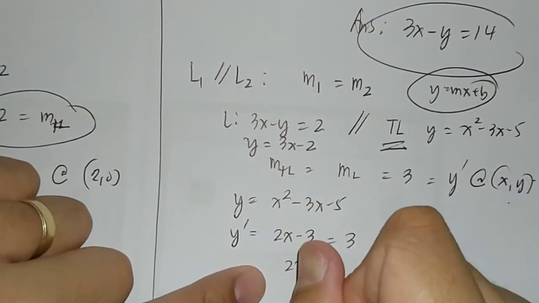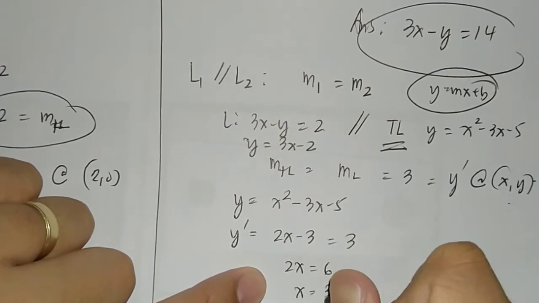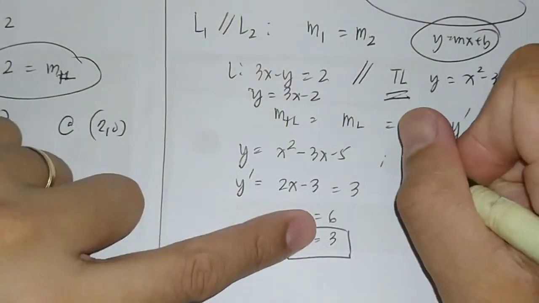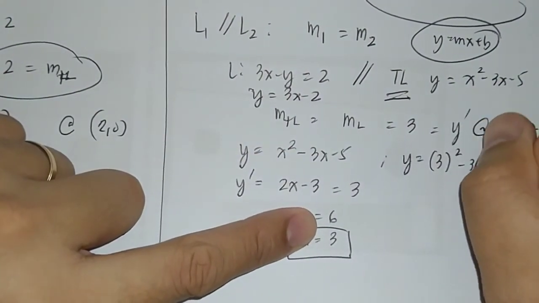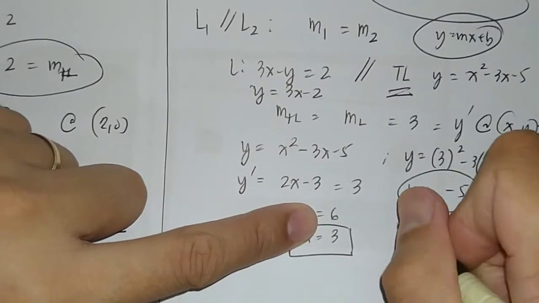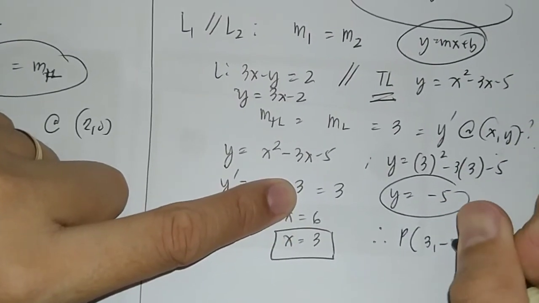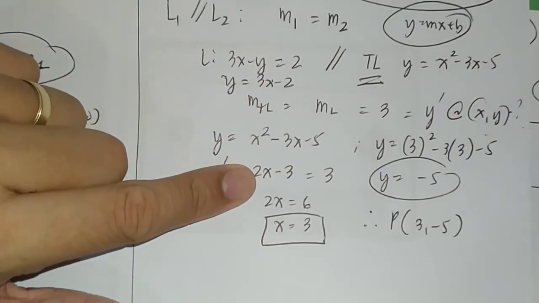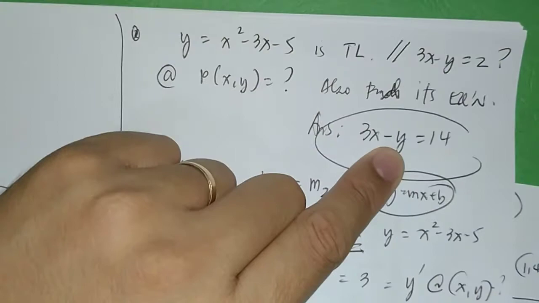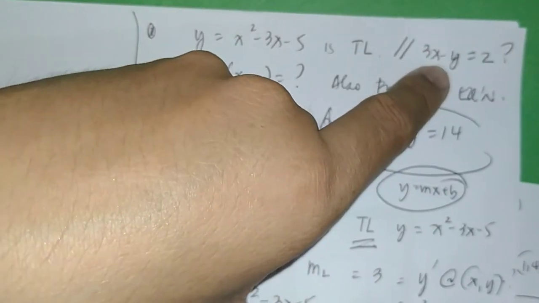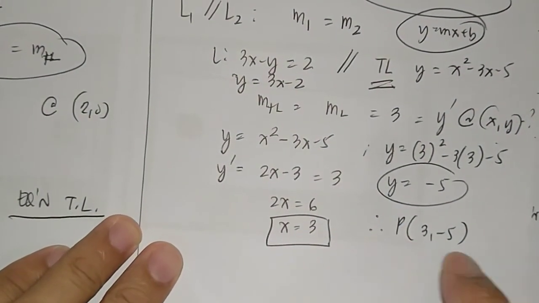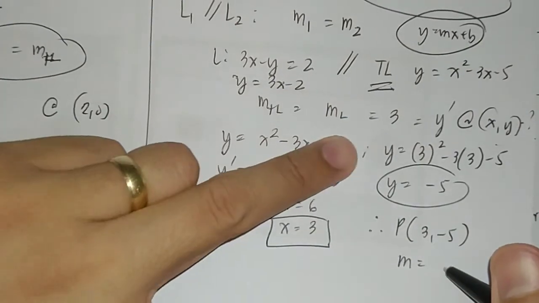Then, solving for the value of x, you have 2x is equal to 6. Then, x is equal to 3. If x is equal to 3, solving for the value of y is equal to 3 squared minus 3 times 3 minus 5. So your y here is equal to negative 5. Therefore, the point of tangency is (3, negative 5). So we are looking for the equation of this tangent line, which is parallel to 3x minus y is equal to 2. So P is (3, negative 5) with slope positive 3.